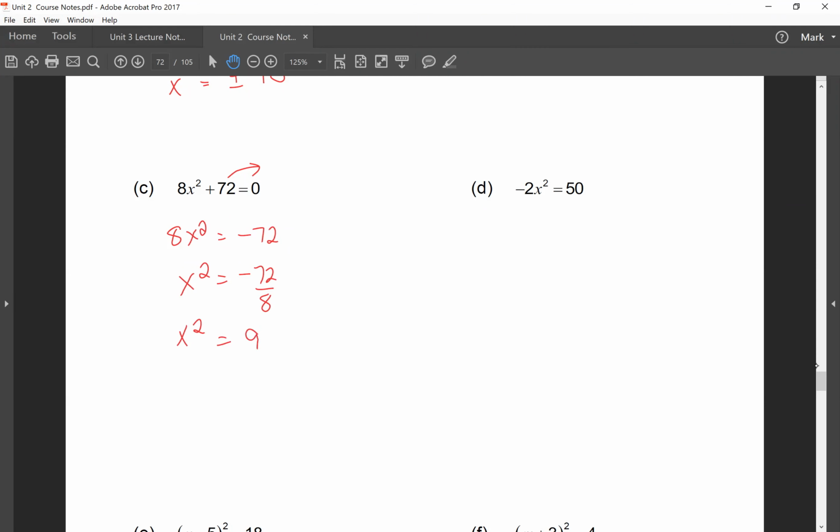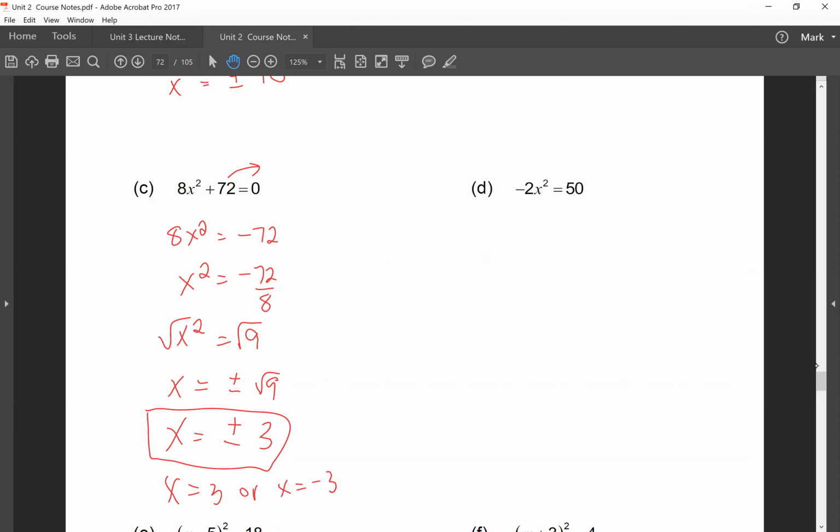And now this one's pretty easy. I'm going to take the square root of both sides. So this would become x equals plus or minus the square root of 9. X is plus or minus 3. Again, guys, what this means is x could be 3 or x could be -3.